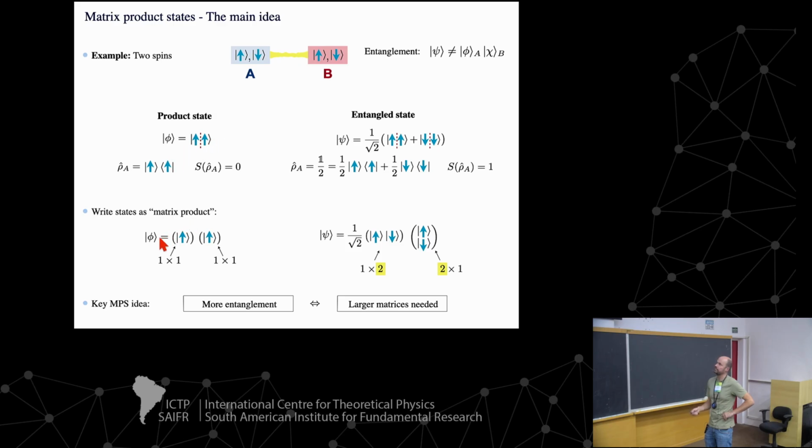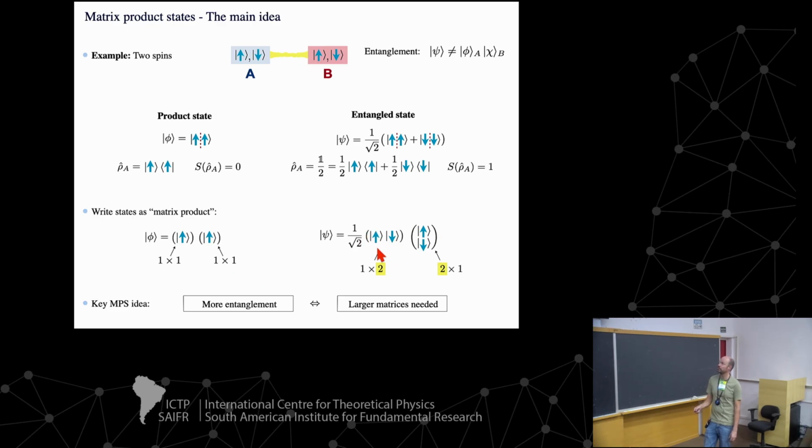I can write the state of the product state in a very silly way. I write it as a 1 times 1 matrix multiplied with a 1 times 1 matrix, and the element is the state. If I take the Bell state here, this one I cannot write just with 1 by 1 matrices. I need 1 times 2 matrices. But I can write it like this.